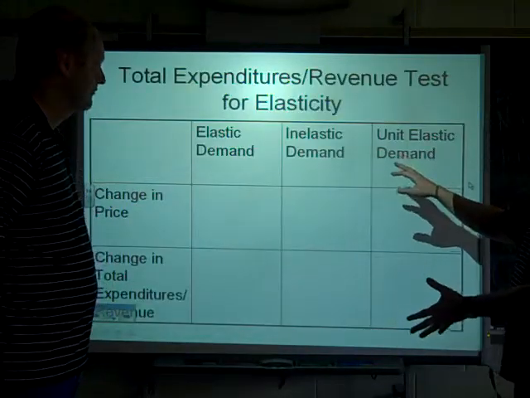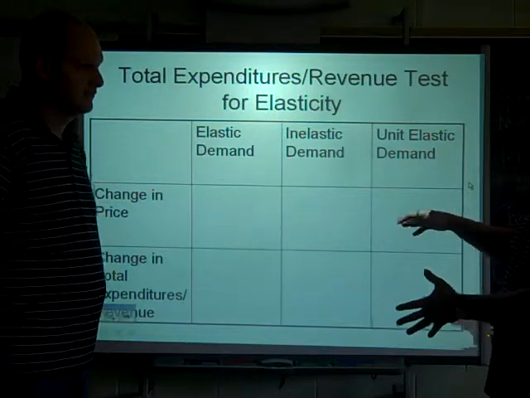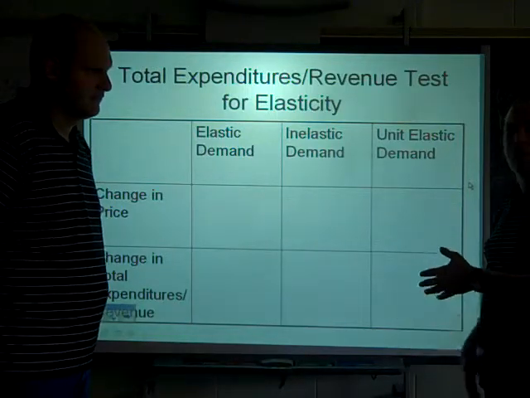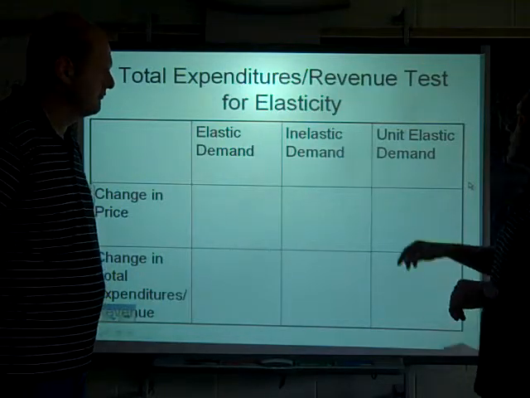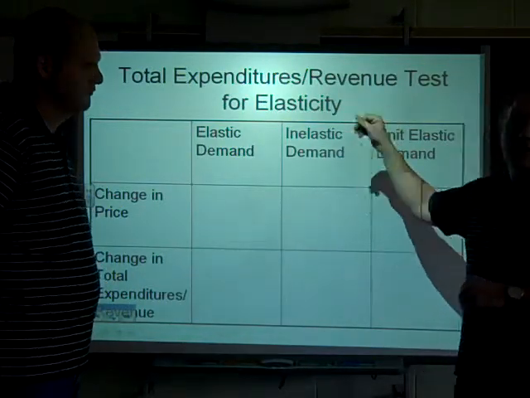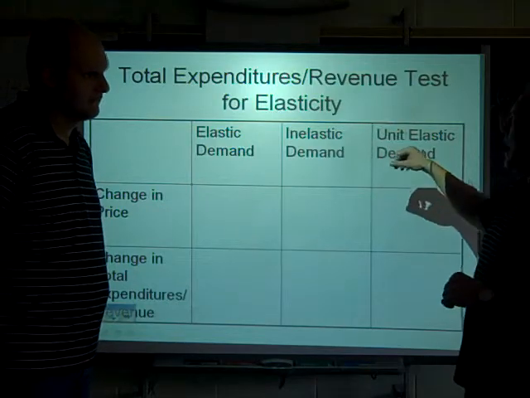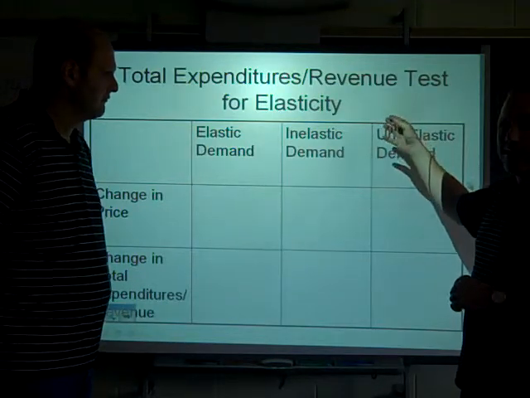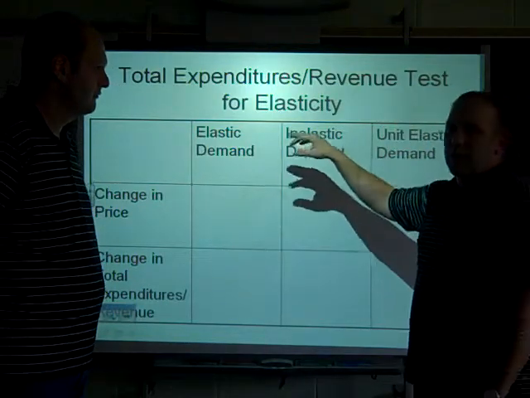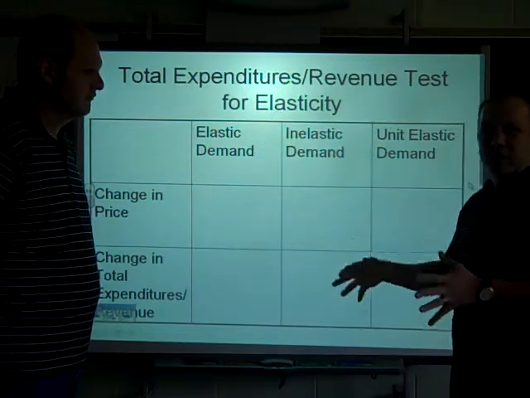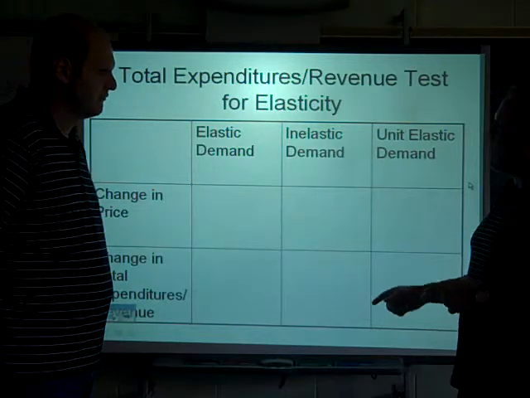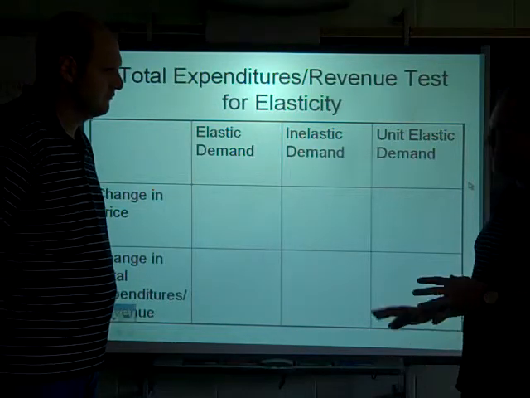Okay, so now what we have here is a matrix that will help us figure out whether a demand curve is elastic or inelastic. The way we're going to do that is with something called the total revenue test. Most of the time we call it a total revenue test, but really that fits more for the supply side. Technically what we'll be looking at today is a total expenditures test, but we're going to ignore that because it basically comes out to the same thing. And I believe the AP exam is only going to say total revenue, so that's what we're going to stick with.